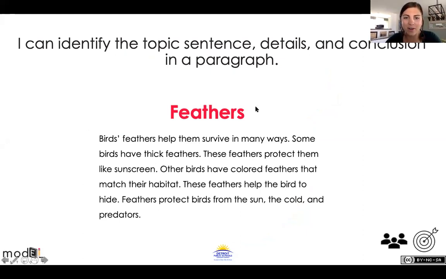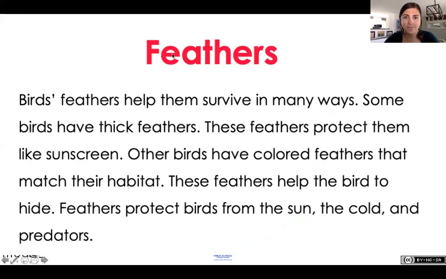Awesome. So let's take a look at this paragraph that we've been working with. Feathers, right? Feathers is our title because it is at the top of the page. It's in a different color and it's a little bit larger than the rest of the text. Feathers. Birds' feathers help them survive in many ways. Some birds have thick feathers. These feathers protect them like sunscreen. Other birds have colored feathers that match their habitat. These feathers help the bird to hide. Feathers protect birds from the sun, the cold, and predators.